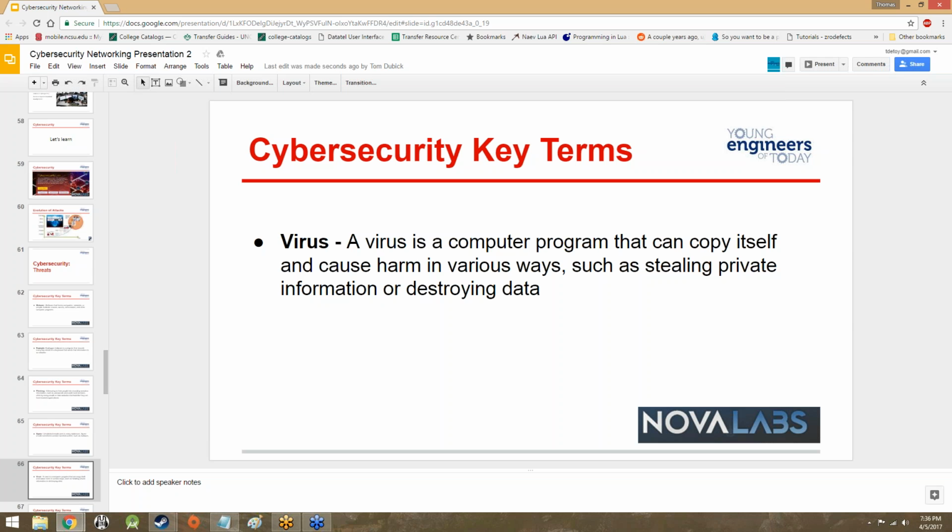Well, all malware can be pretty nasty, but viruses can sometimes have the ability to send copies of themselves to people and things like that.